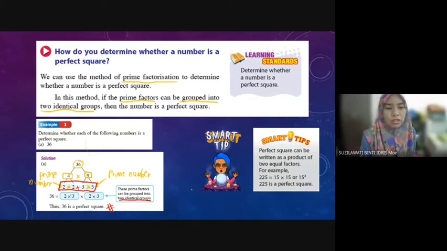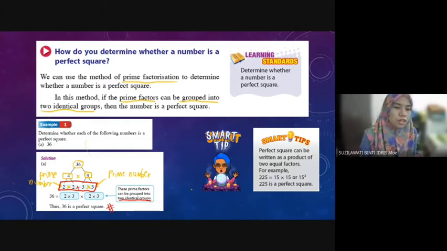If you cannot group it into 2 identical groups like this, then you just say 36 is not a perfect square, or that number is not a perfect square. But in this case, 36 is a perfect square.